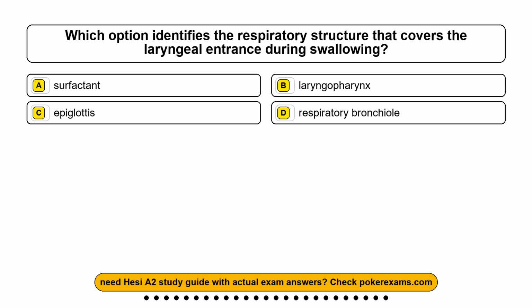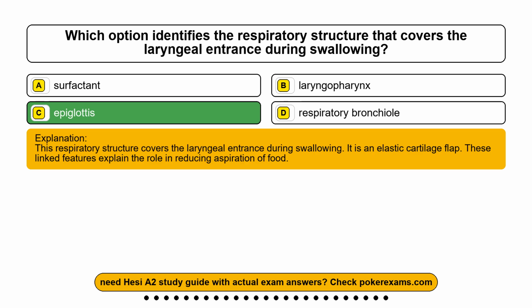Question 13. Which option identifies the respiratory structure that covers the laryngeal entrance during swallowing? Option A, surfactant. Option B, laryngopharynx. Option C, epiglottis. Option D, respiratory bronchiole. The correct answer is option C, epiglottis.